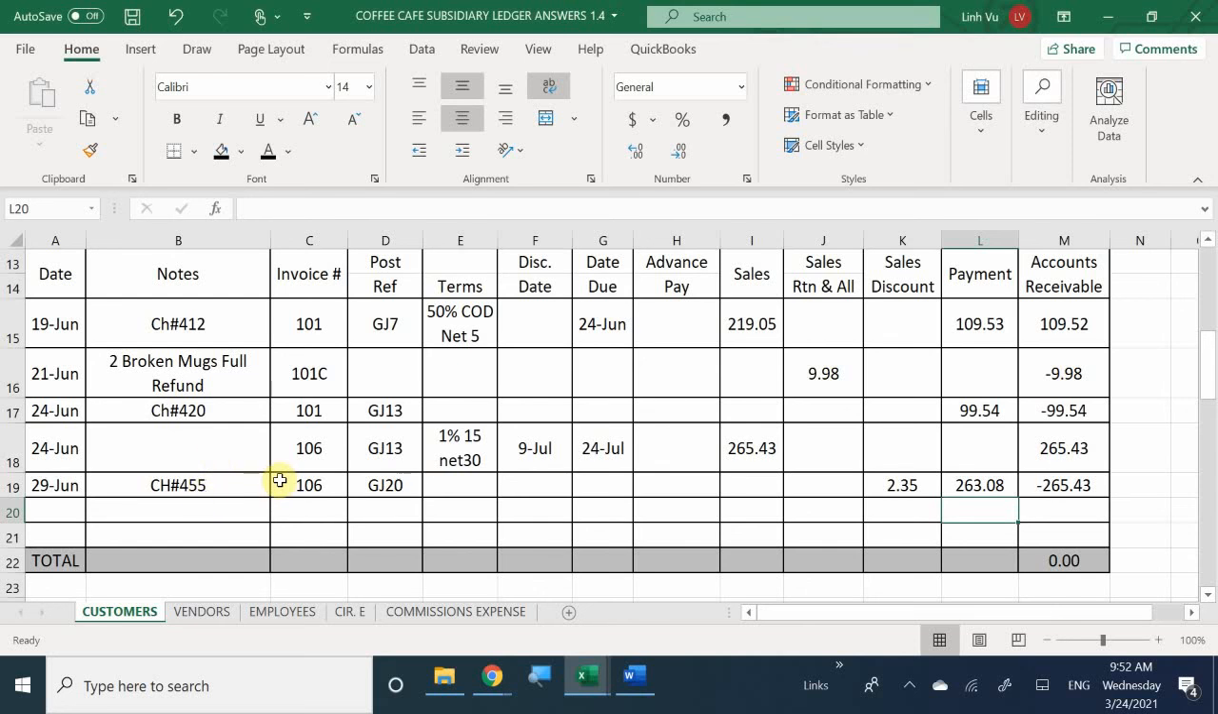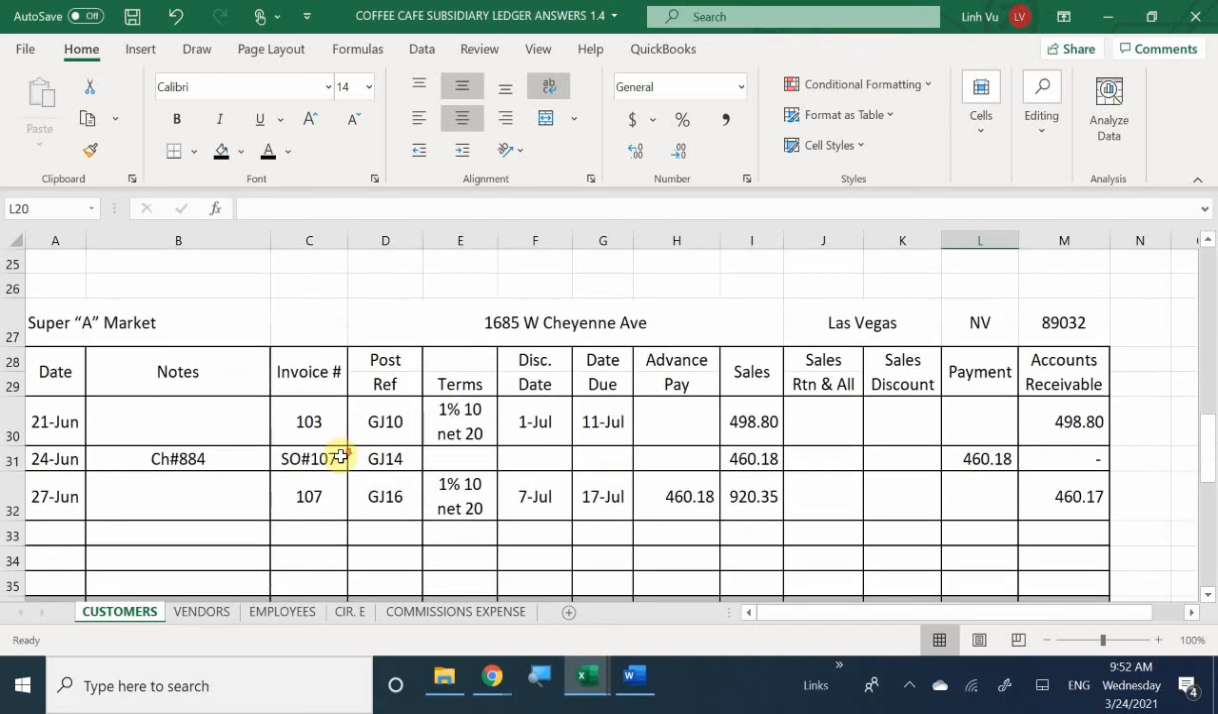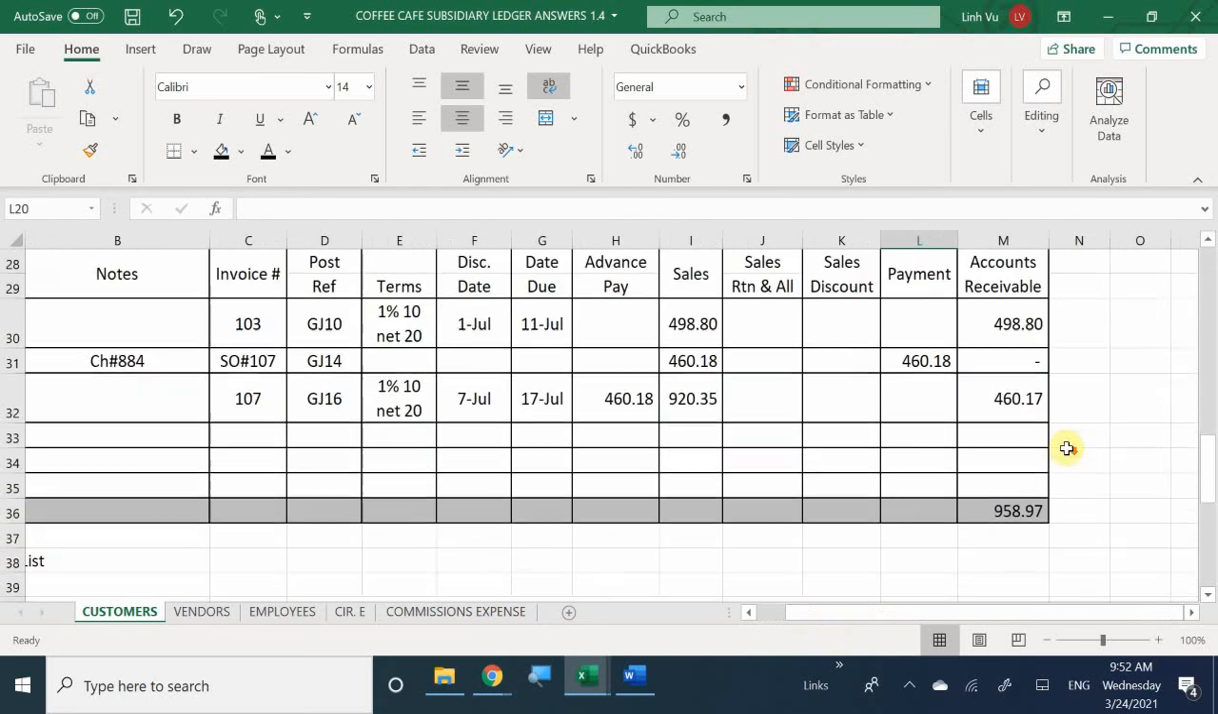Okay. So once again, this is Super A Market, so they should be right below. They're paying off for invoice number 103 and 107. So in this case, they're going to pay off everything that they owe us right now. Okay? So they owe us in grand total $958.97.